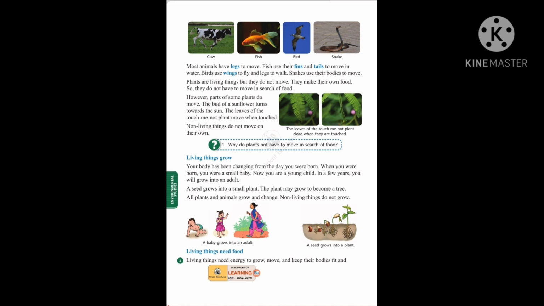Your body has been changing from the day you were born. When you were born, you were a small baby. Now you are a young child. In a few years, you will grow into an adult. A seed grows into a small plant. The plant may grow to become a tree. All plants and animals grow and change. Non-living things do not grow.